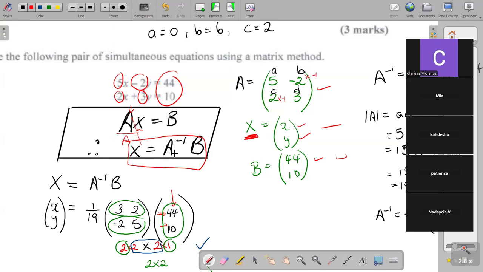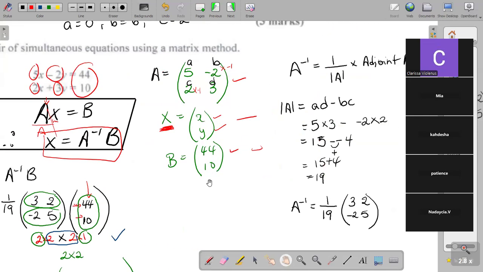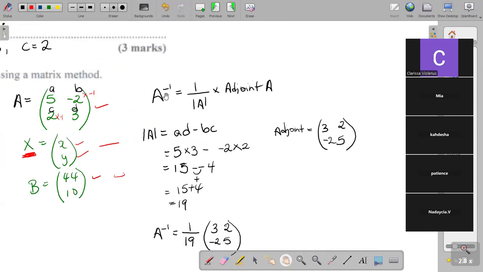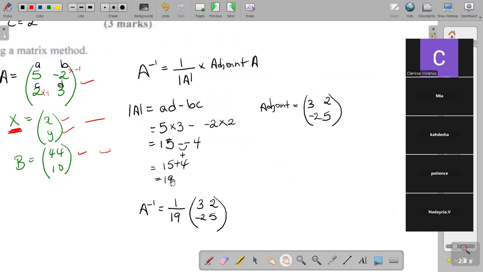So what are the two things we've got to find? We've got to find A inverse, because do we have A inverse? No, we only have A. So we're going to come to the side and find A inverse. We know the formula: 1 over the determinant of A times the adjoint of A. So we go ahead and find the determinant. The determinant is 19.